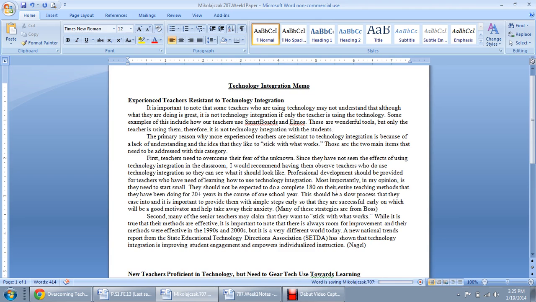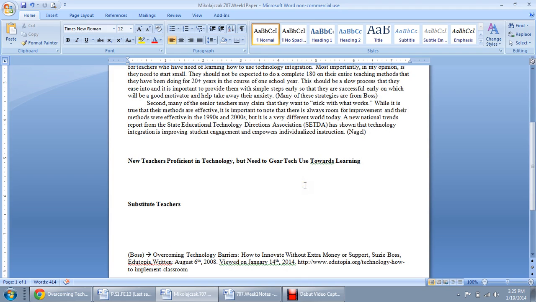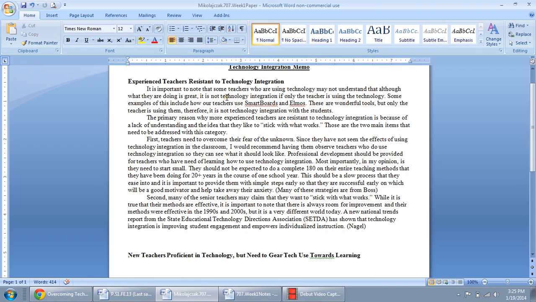So I think that's enough on the more experienced teachers. Ideas are, one, say that what they're doing is good, but it's not technology integration. A lot of the senior teachers will say that they're already using technology integration, but the truth is, and it's no insult to them, they don't quite understand what technology integration is. There's definitely no insult to that, because truth be told, as of Tuesday this week, I did not fully understand what technology integration meant.